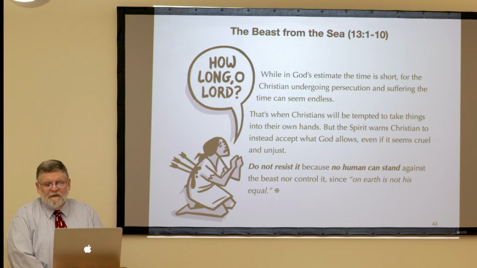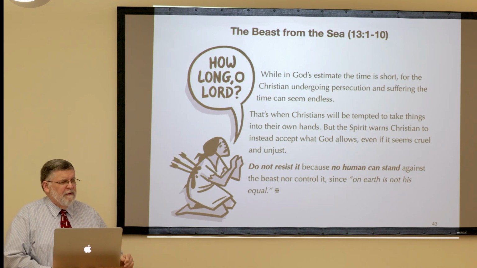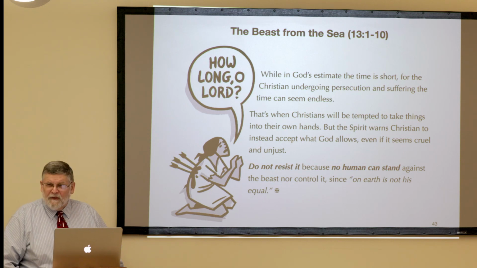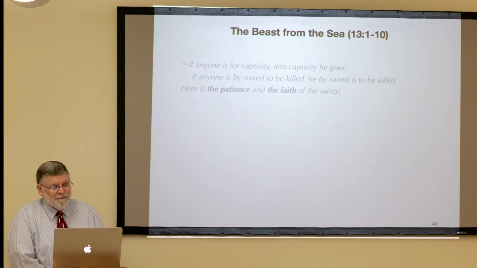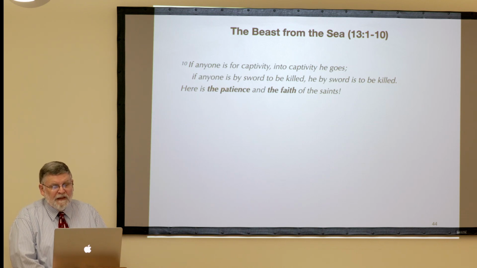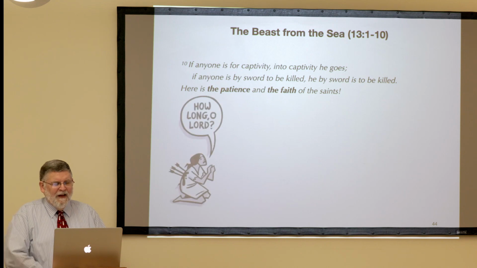Christians will be tempted to take things into their own hands, but instead, what we need to do is focus on the true mission that we have, which is to tell people about Jesus. No human can stand. We already heard that in this text. If anyone is for captivity, into captivity he goes. If anyone is to be killed by the sword, by the sword he is to be killed. Here is the patience and the faith of the saints.